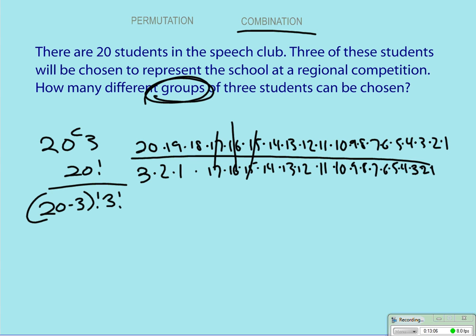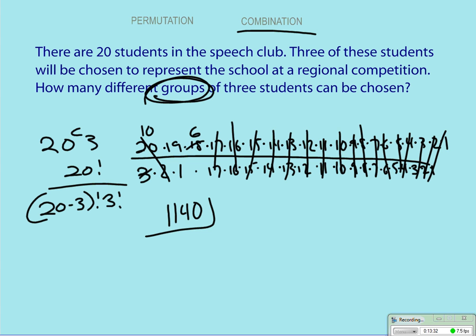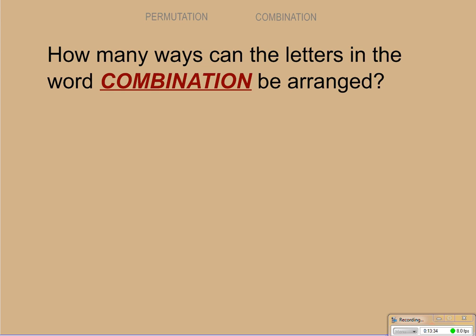Because here's what I get to do. Now I'm just left with 20, 19, 18 over 3, 2, 1. So what I'm seeing is 3 becomes 6, 20 over 2 becomes 10. So I'm left with 10 times 19 times 6, which is 1,140 ways.